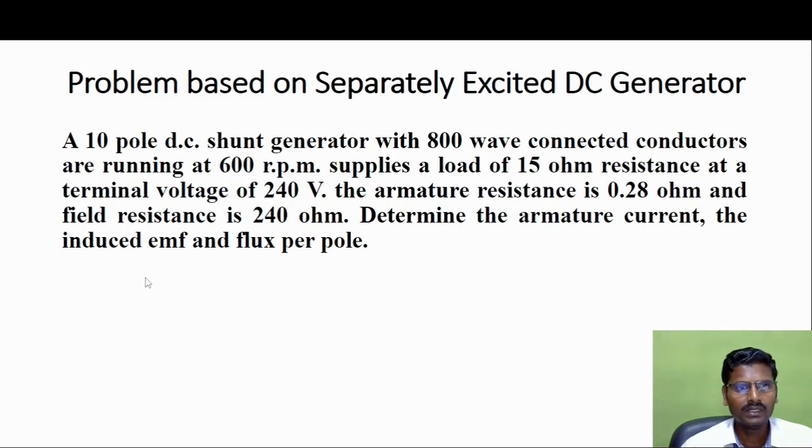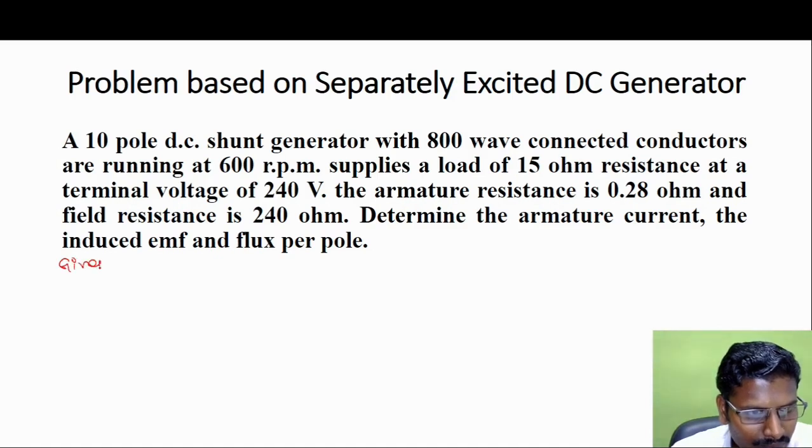So they have given the number of poles P, number of conductors Z, speed N, load resistance RL 15 ohm and terminal voltage VT 240 volt. Also they have given RA, armature resistance, as 0.28 ohm and the field resistance RSH as 240 ohm. We need to determine the armature current IA, the induced EMF EG or E, and the flux per pole, phi, in Webers. So first let's write the given values.